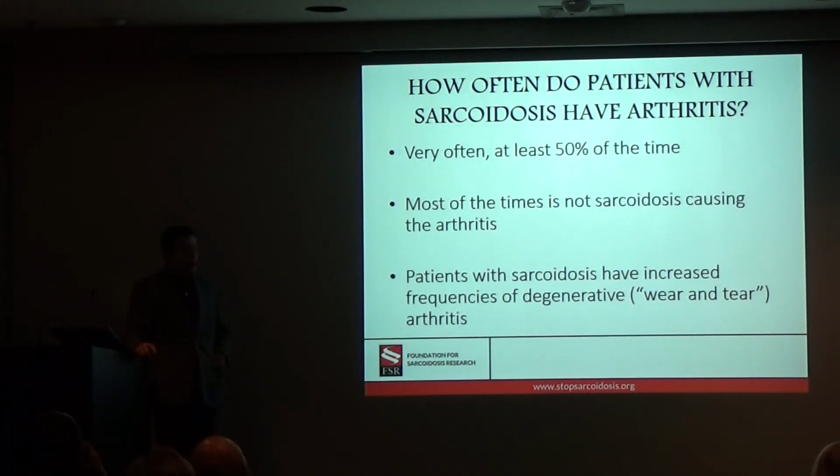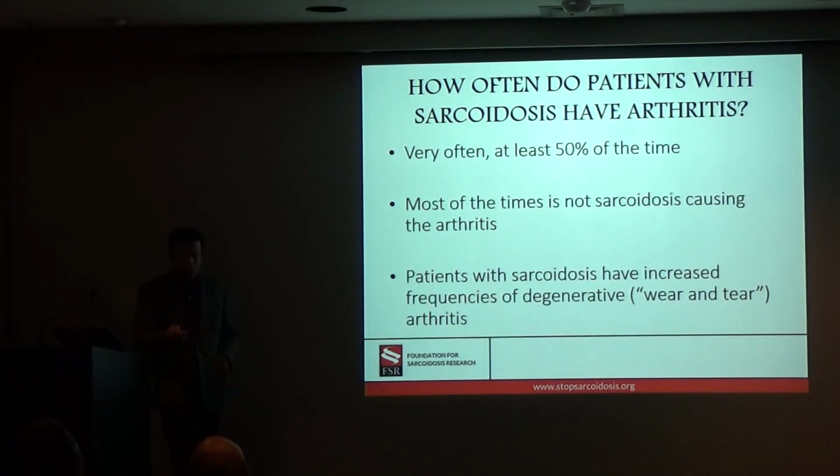Most of the time, it's not the sarcoidosis causing the joint pain. Sarcoidosis can affect your lungs, and you can get short of breath, and you stop exercising or walking, and some people can gain weight because of the prednisone or something like that, and then your muscles get weak, and you start developing this bone-on-bone, what we call degenerative wear and tear arthritis. So we see that quite often. Patients with sarcoidosis have increased frequencies of these bone-on-bone wear and tear arthritis in different parts of the body that we call degenerative.